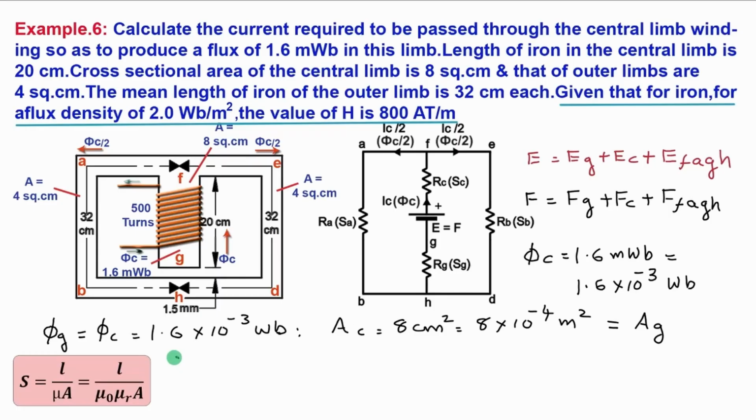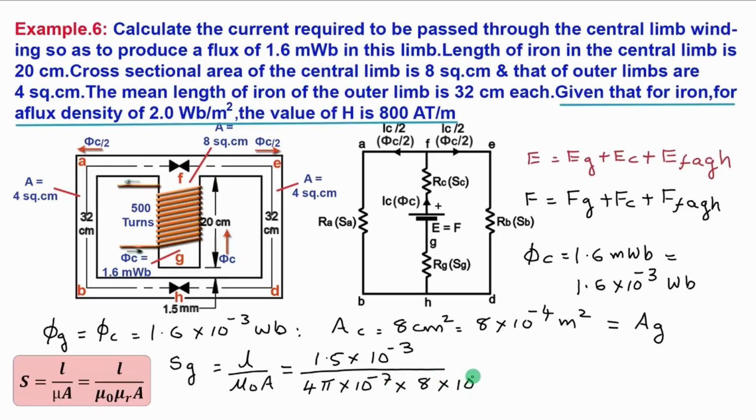Therefore, reluctance of air gap Sg is equal to L by mu 0 into A, as mu r is equal to 1 for air. This is equal to length of air gap 1.5 into 10 raised to minus 3 divided by mu 0 is 4 pi into 10 raised to minus 7 into that area of cross section 8 into 10 raised to minus 4. This is equal to 1492 into 10 raised to 3.